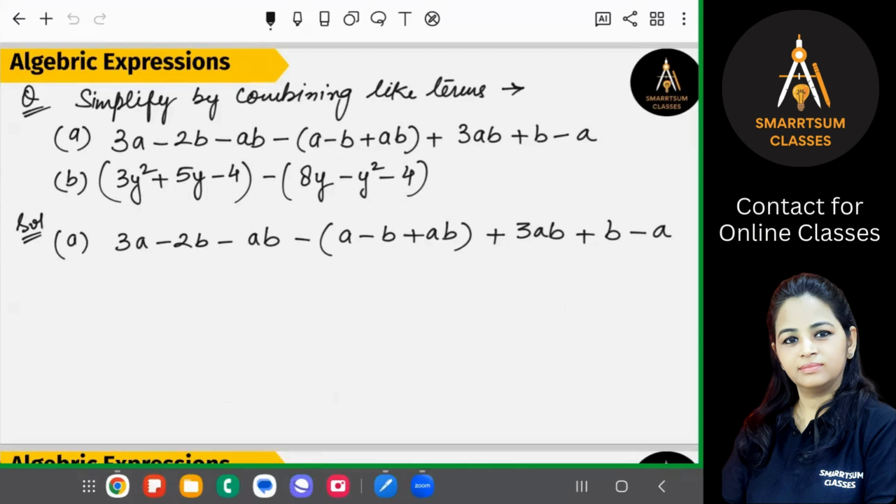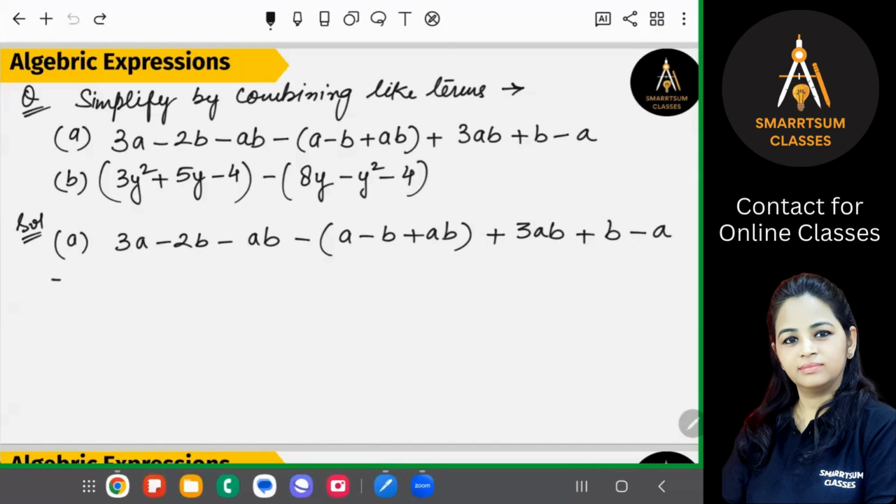Similar terms can be added and subtracted. So now in this question, we have to simplify by combining the like terms. Now see the A part: 3A minus 2B minus AB minus, then we have bracket A minus B plus AB, plus 3AB plus B minus A. So we have to simplify this.